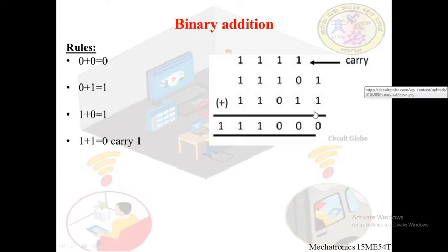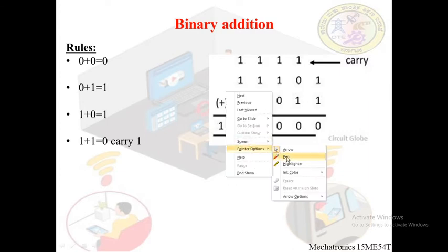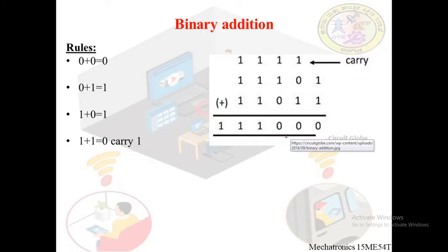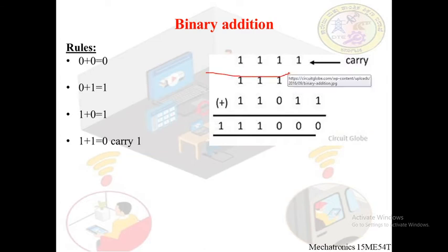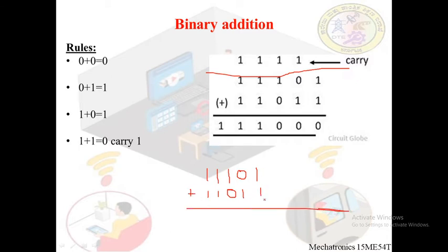Now let us see few examples wherein we can understand this binary addition in a better way. So here we have taken two numbers which has to be added. 11101 added with 11011. Let us try adding. Here I will rewrite. These two numbers are to be added. So these are the binary numbers.